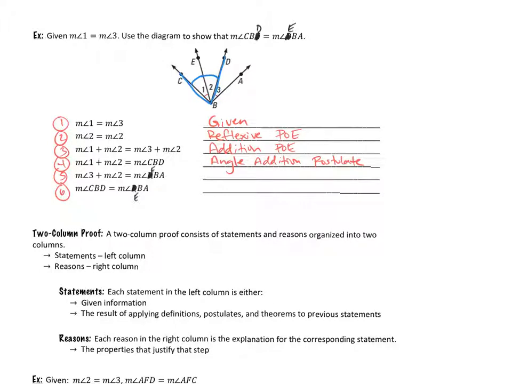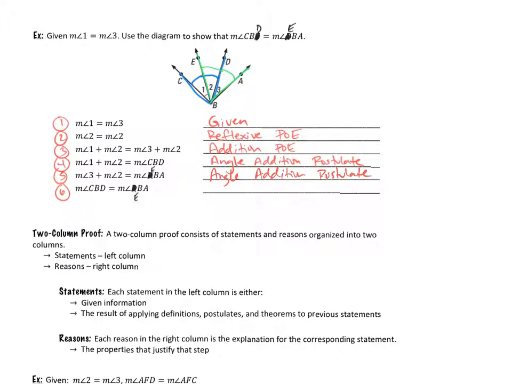All right, and then we have, in step 5, we say the measure of angle 3 plus the measure of angle 2 equals the measure of angle EBA. And so again, that is the angle addition postulate.